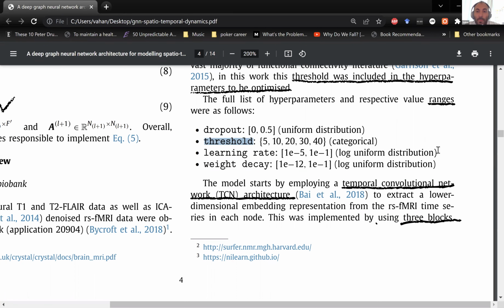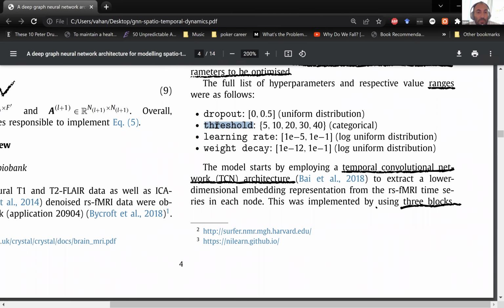I should talk about thresholding. So thresholding we do, as I mentioned earlier, because we have weights on edges, and because it's not clear from literature what's the best way to threshold edges. So if the number on the edge is below 5%, it should be thresholded, right? And that's why they experiment with several numbers, because the literature is not conclusive on what's the best way. So we also tune this as a hyperparameter.